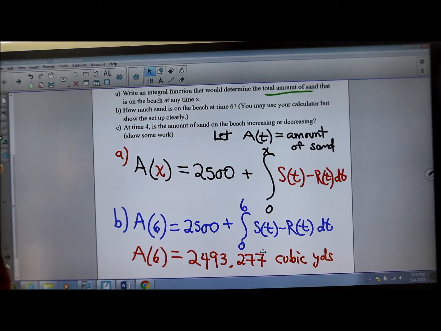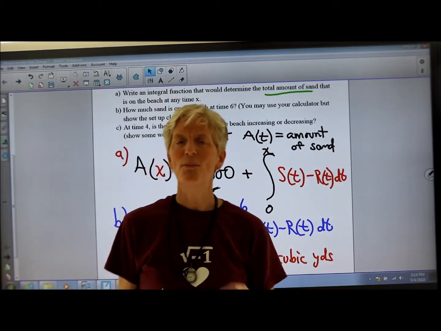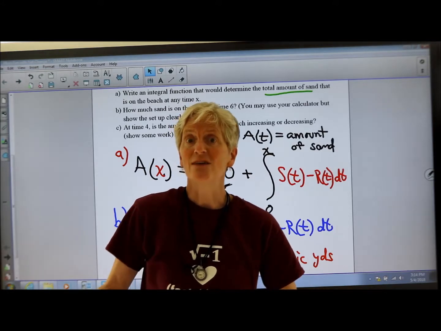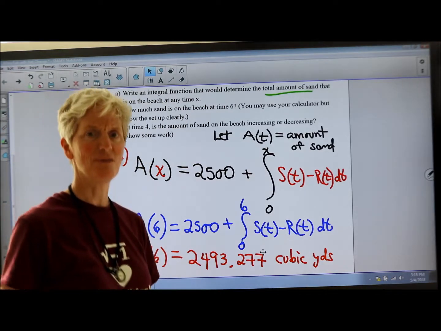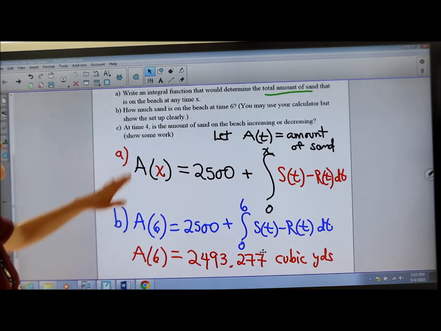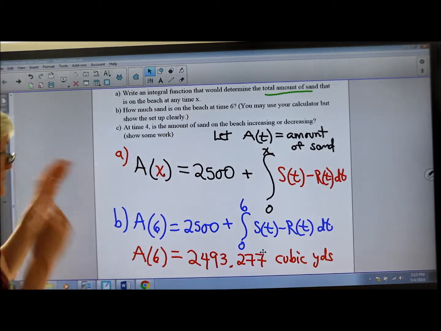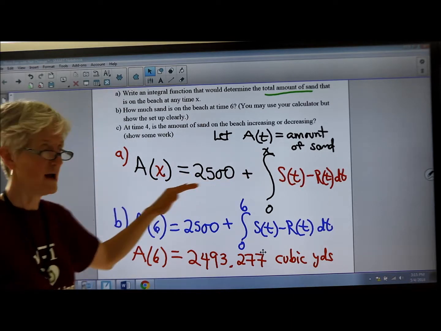Okay. So now, part C: at time 4, is the amount of sand on the beach increasing or decreasing? Of course, whenever you're talking about whether a function is increasing or decreasing, you want to know about the slope of that function, right? Or the rate of the function, or the derivative of that function, right? So, is the amount of sand on the beach increasing or decreasing? Well, we could take the derivative of this function, right?